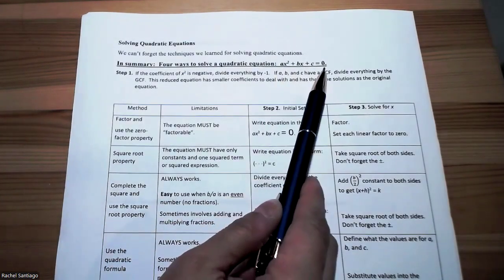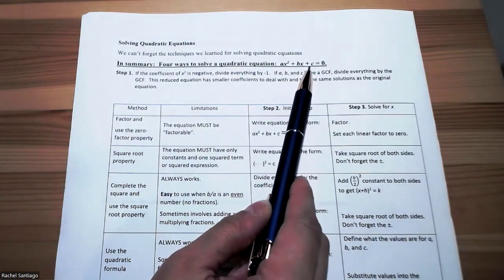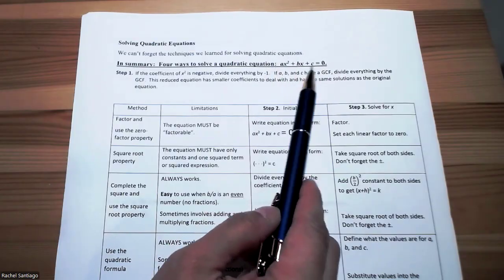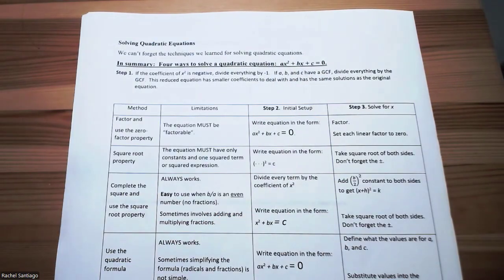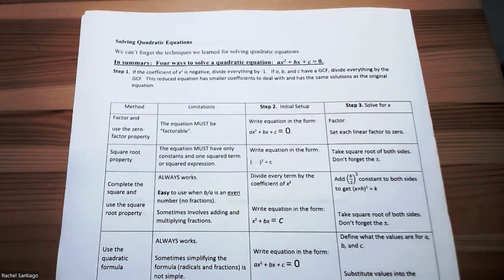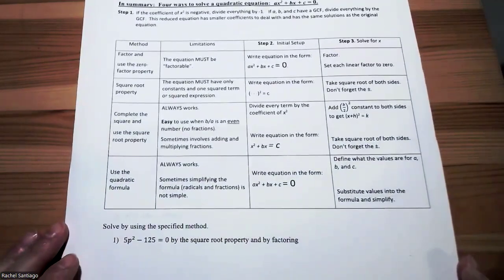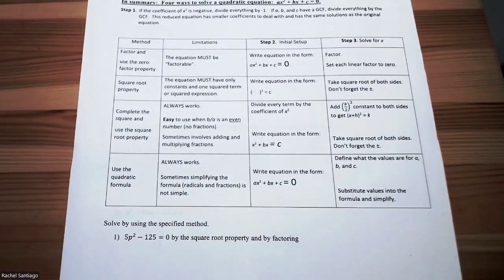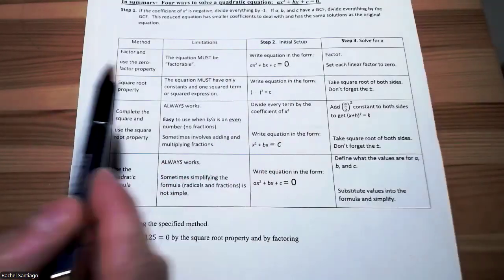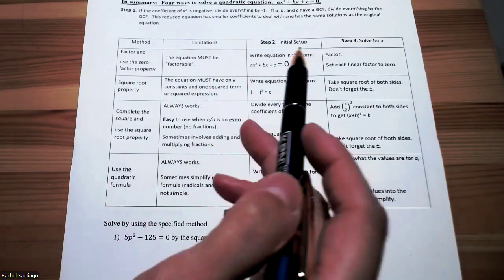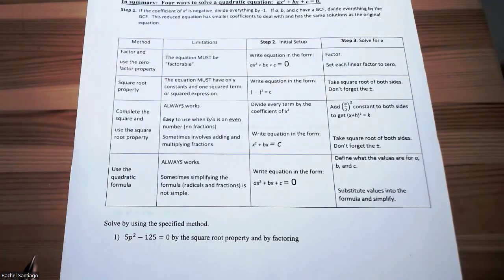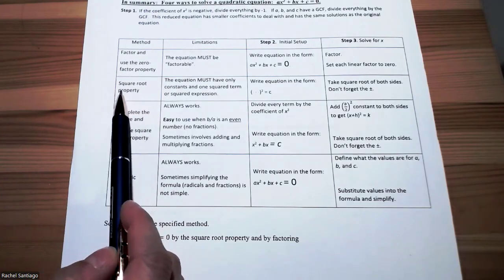As a reminder, we have the formula ax squared plus bx plus c equals 0. So this is our quadratic equation in standard form. Now, in terms of your methods for solving quadratic equations, the methods we have learned so far are to factor and use the zero factor property, right? You factor the actual equation, set it equal to 0, and then you solve. You can use the square root property.